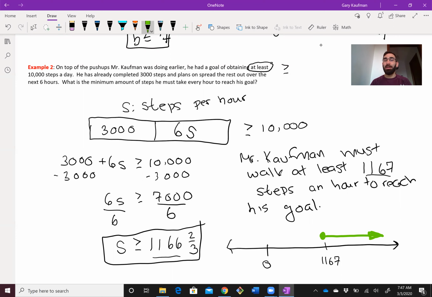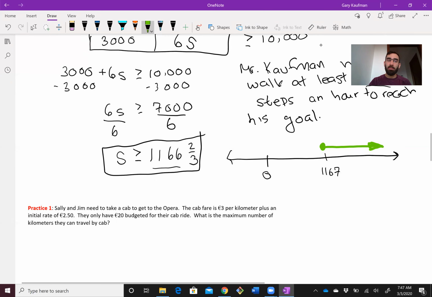So again, if you don't have this yet, pause it and get this example into your notebook, because you're going to be uploading a photo of this at the end. If you have that, we'll move on to the practice.